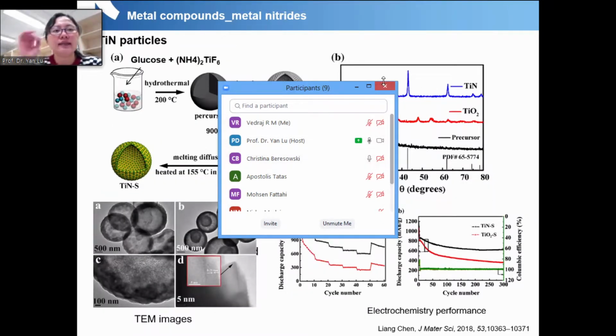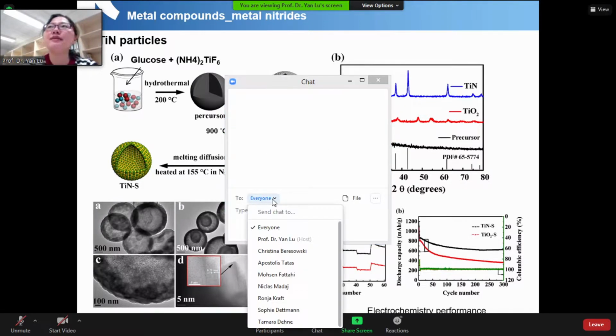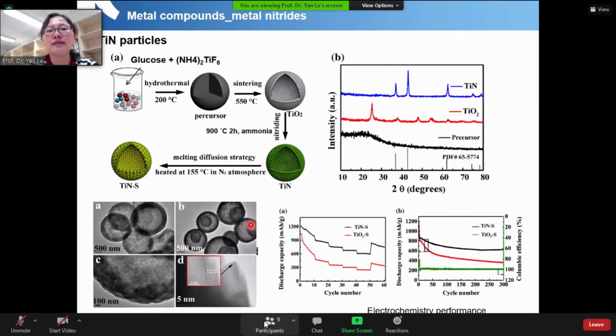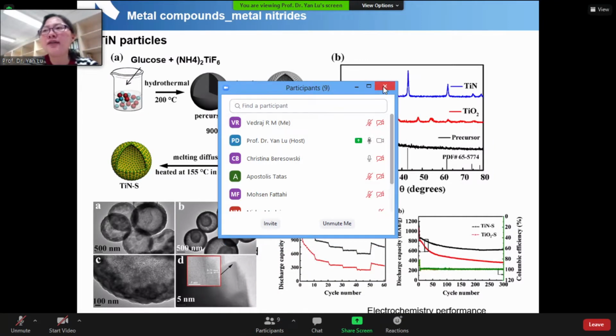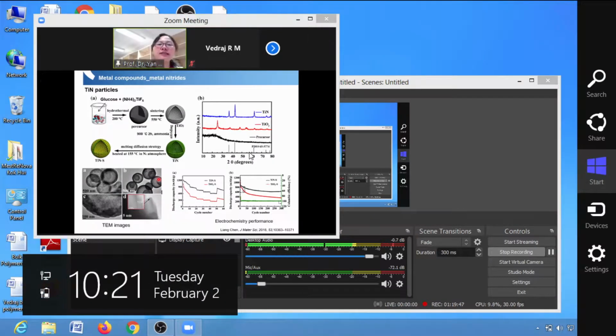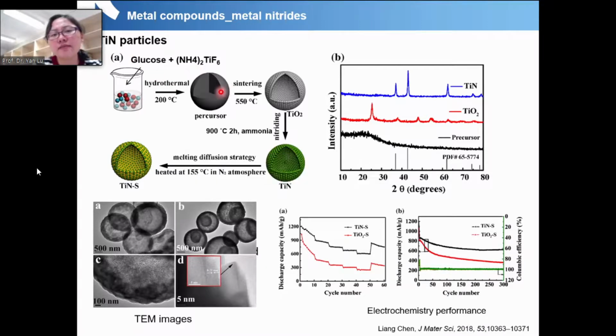As one example for the metal nitrides, recently there are also studies working on these metal nitrides. However, compared to metal oxides and metal sulfides, one challenge is, I show you the procedure of how to synthesize this. This is titanium nitride. This group here does something similar. They first synthesize the titanium dioxide, then you need to do this nitridation.